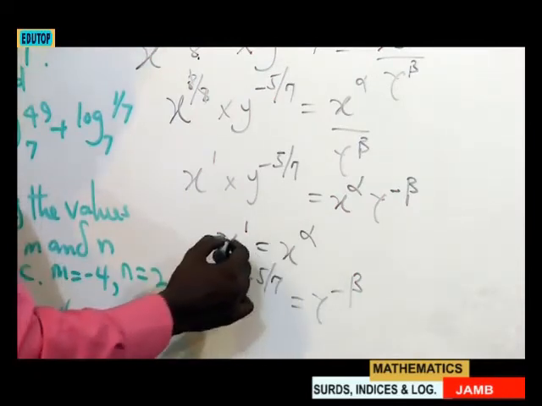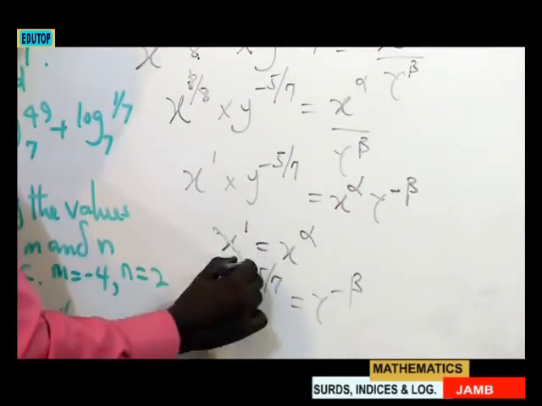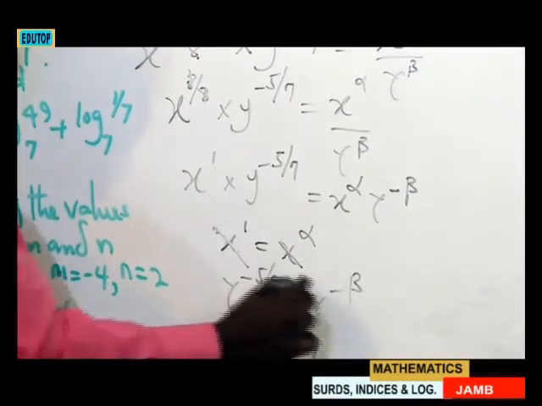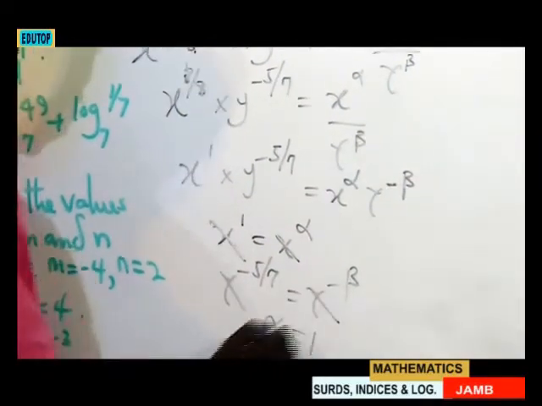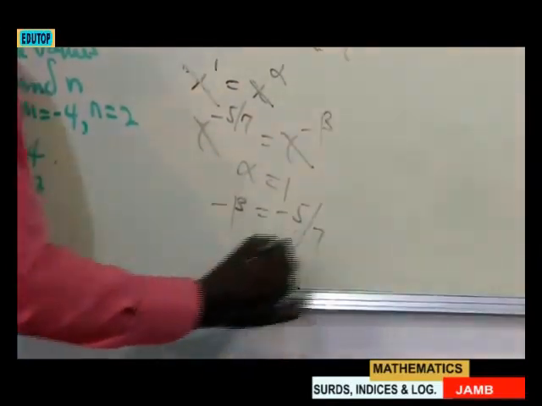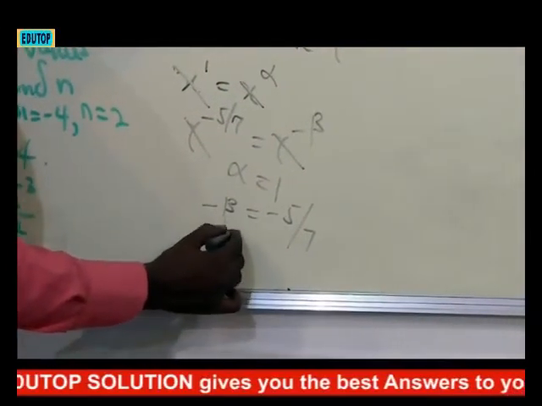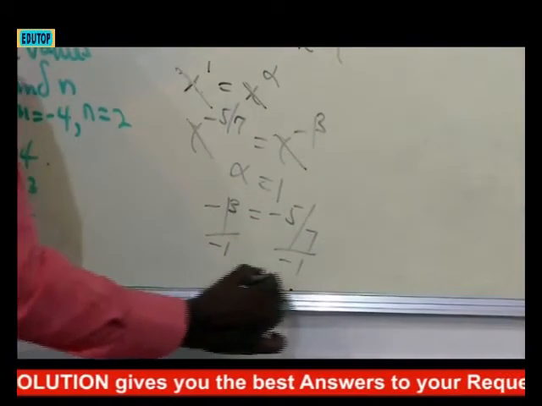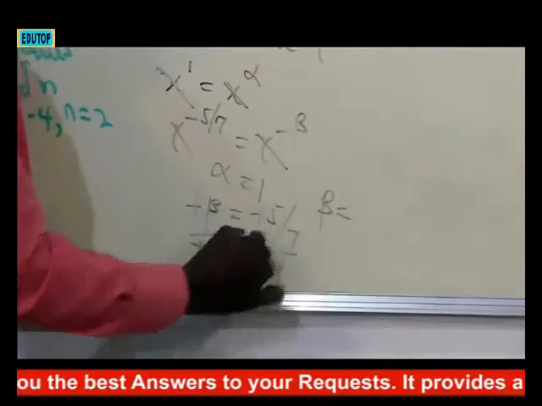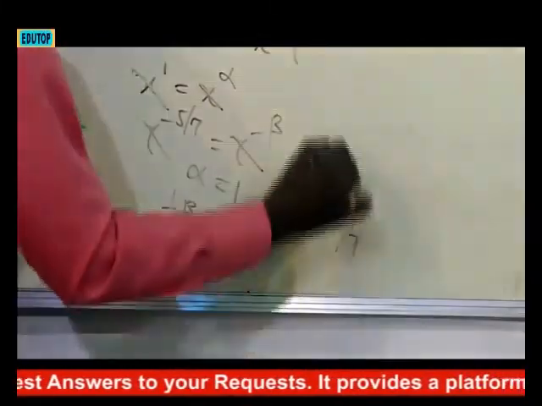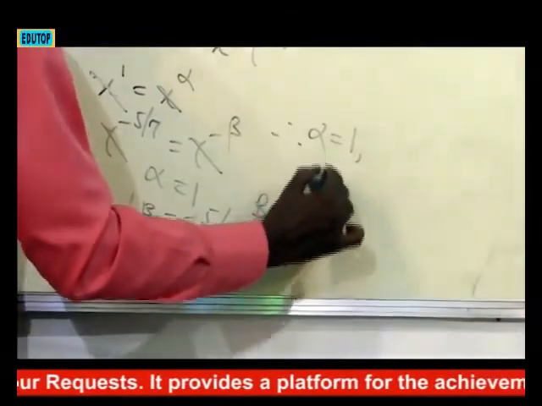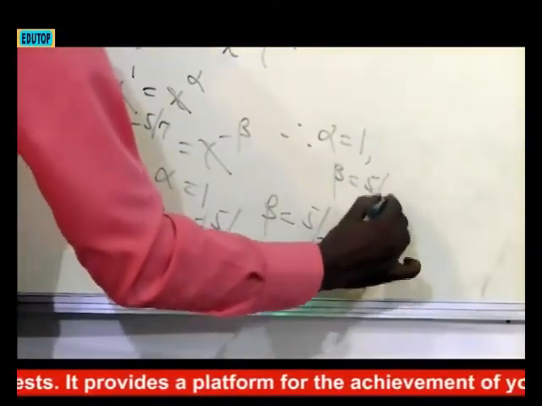Comparing coefficients, I'm comparing these two terms. We can cancel x, and by equating that, alpha becomes 1. Then by comparing this, I have minus beta equals minus 5 over 7. Then we can divide both sides by minus 1. Minus cancels minus, so beta now becomes 5 over 7. Therefore, alpha equals 1 and beta equals 5 over 7.